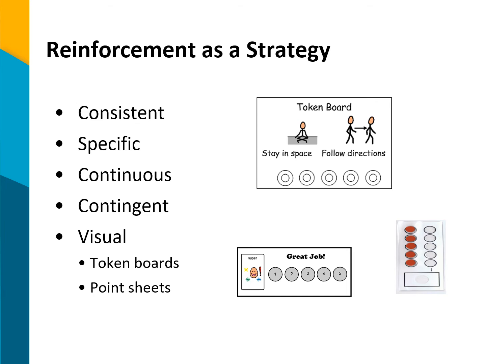Reinforcement should be contingent on the student exhibiting the expected behavior. This essentially means that the child is learning, if I do this, I get this, something good. Consistency, specificity, and continuity all help to build contingency. Visual supports, like the ones we've talked about throughout this training, are particularly helpful in building this contingency. These supports may take the form of token boards, point sheets, or first-then charts.